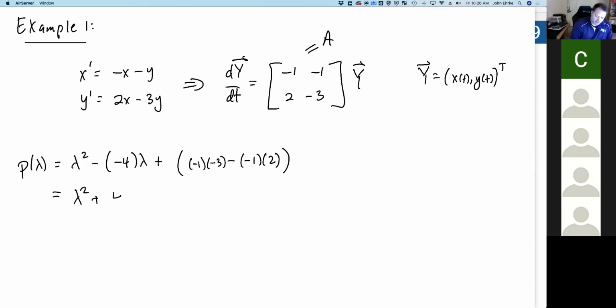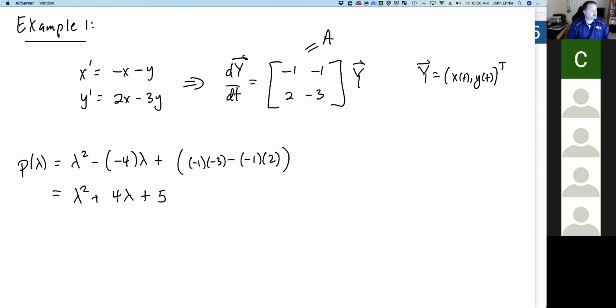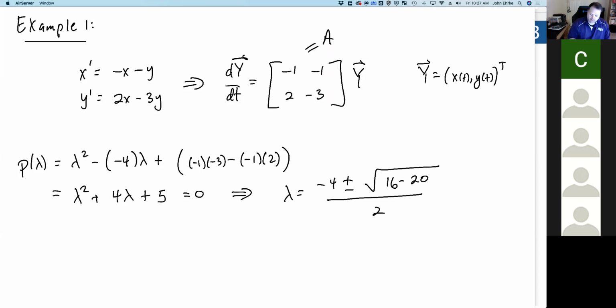So lambda squared plus 4 lambda, and that is 3 plus 5, or 3 plus 2 gives 5. So there's my characteristic equation. It does not factor as much as we would like for it to. Since this does not factor, I need to use the quadratic formula to find the roots. So I'm going to set this equal to 0. So lambda is the opposite of b plus or minus the square root of b squared minus 4ac, all over 2a.